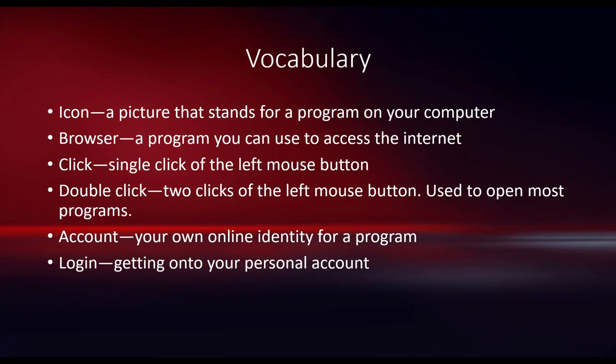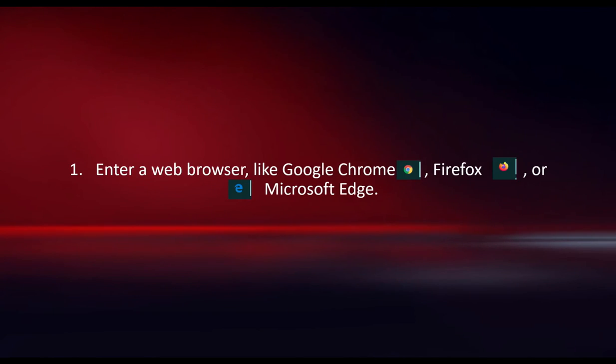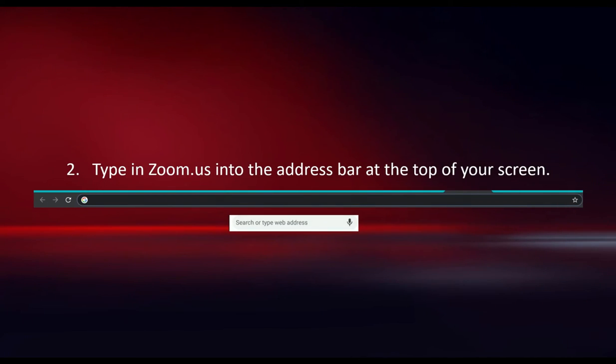All right? So without further ado, let's start actually getting into what we're going to be doing. We're going to be working on downloading a program called Zoom, and don't worry, I'll be there with you every step of the way. Alright, so our first thing that we're going to want to do is enter a web browser like Google Chrome, Firefox, or Microsoft Edge. These are the logos for them, but if you have Safari, Safari is a compass. Alright? Our next step, once we have the browser open, is to type in Zoom in the address bar at the top of your screen.